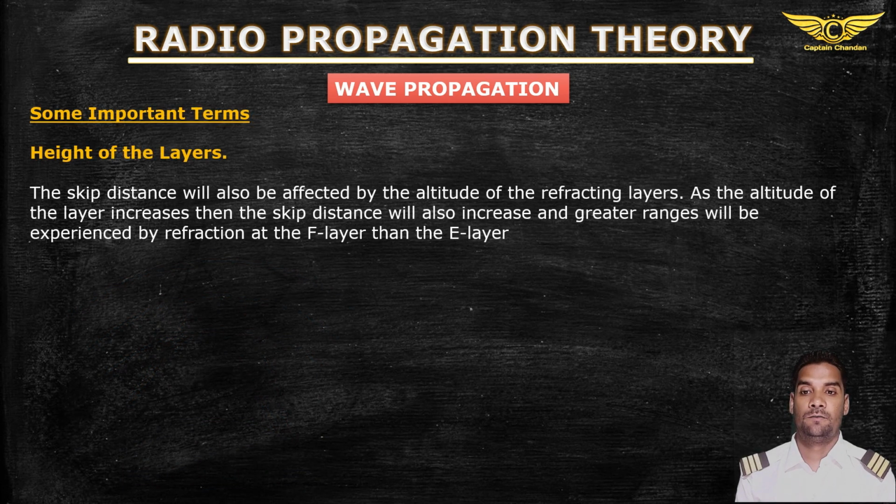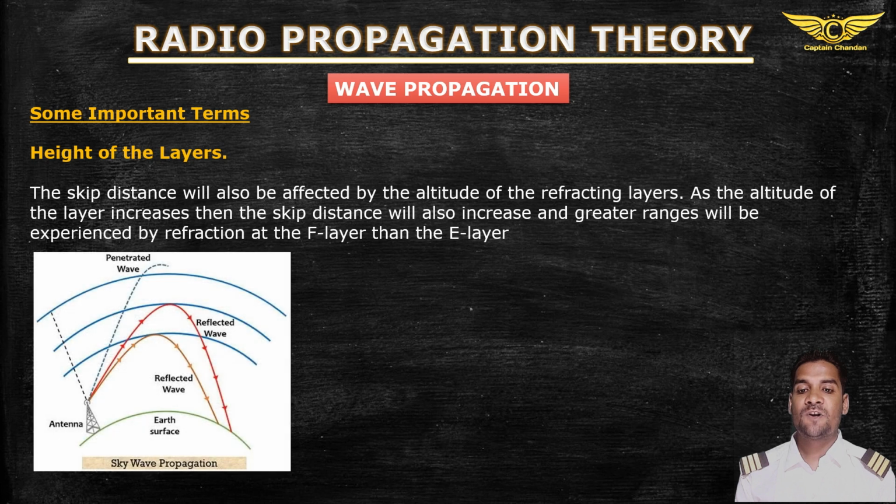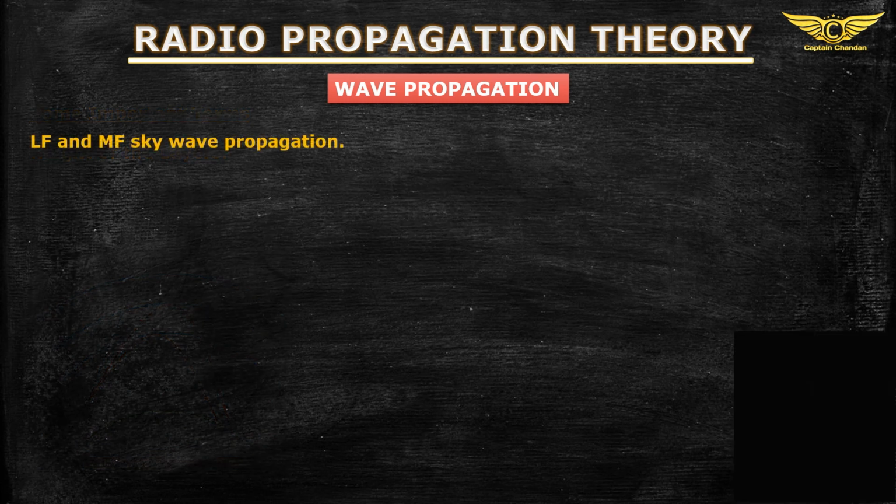Height of layer. The skip distance will also be affected by the altitude of the reflecting layer. As the altitude of the layer increases, the skip distance will also increase, and greater range will be experienced by refraction at the F layer than the E layer.